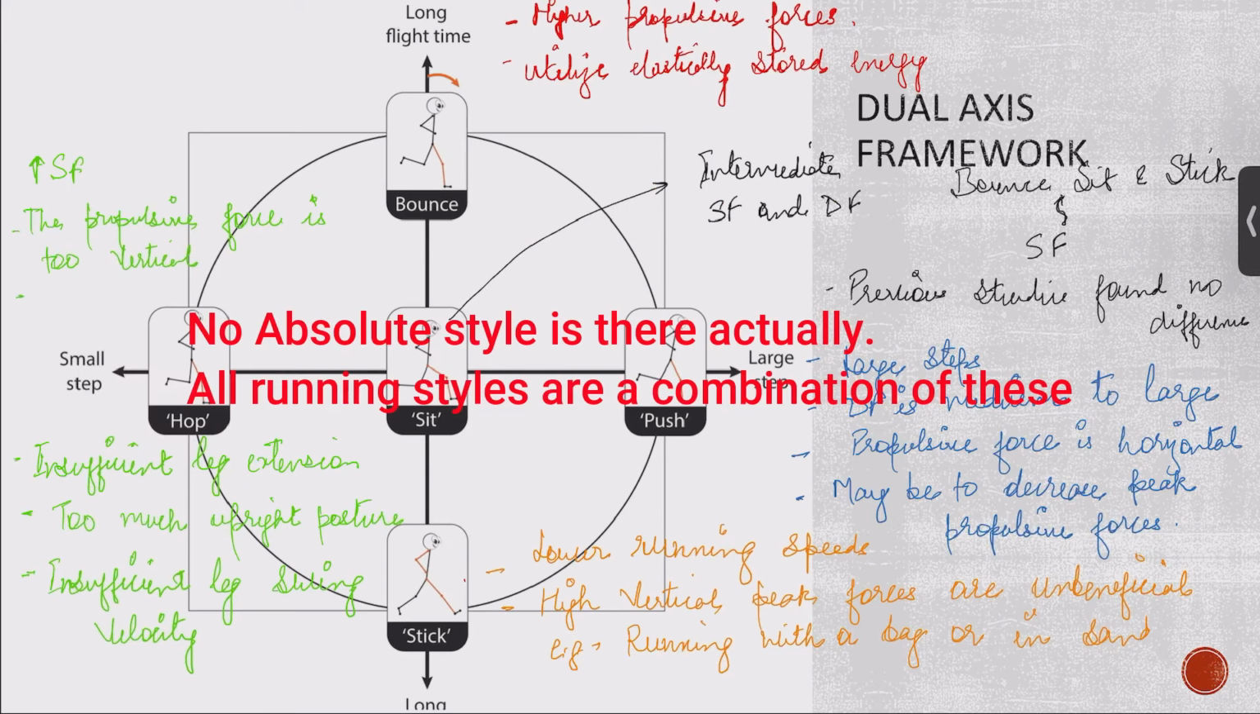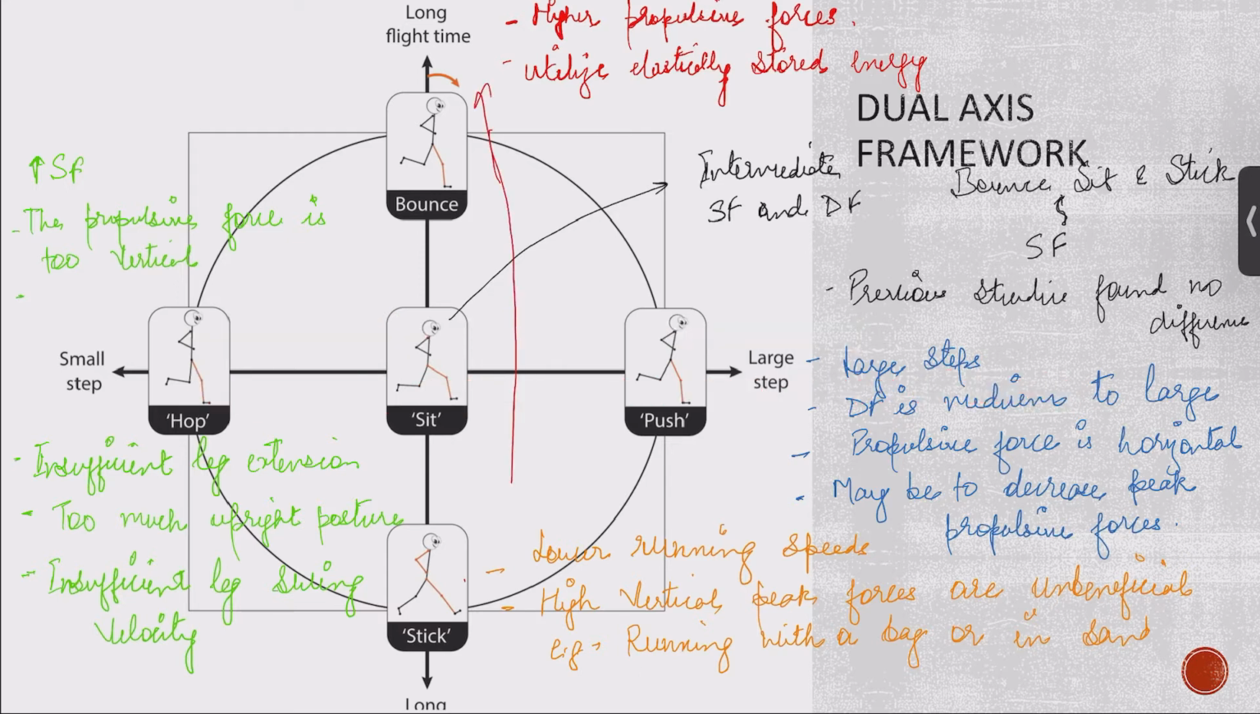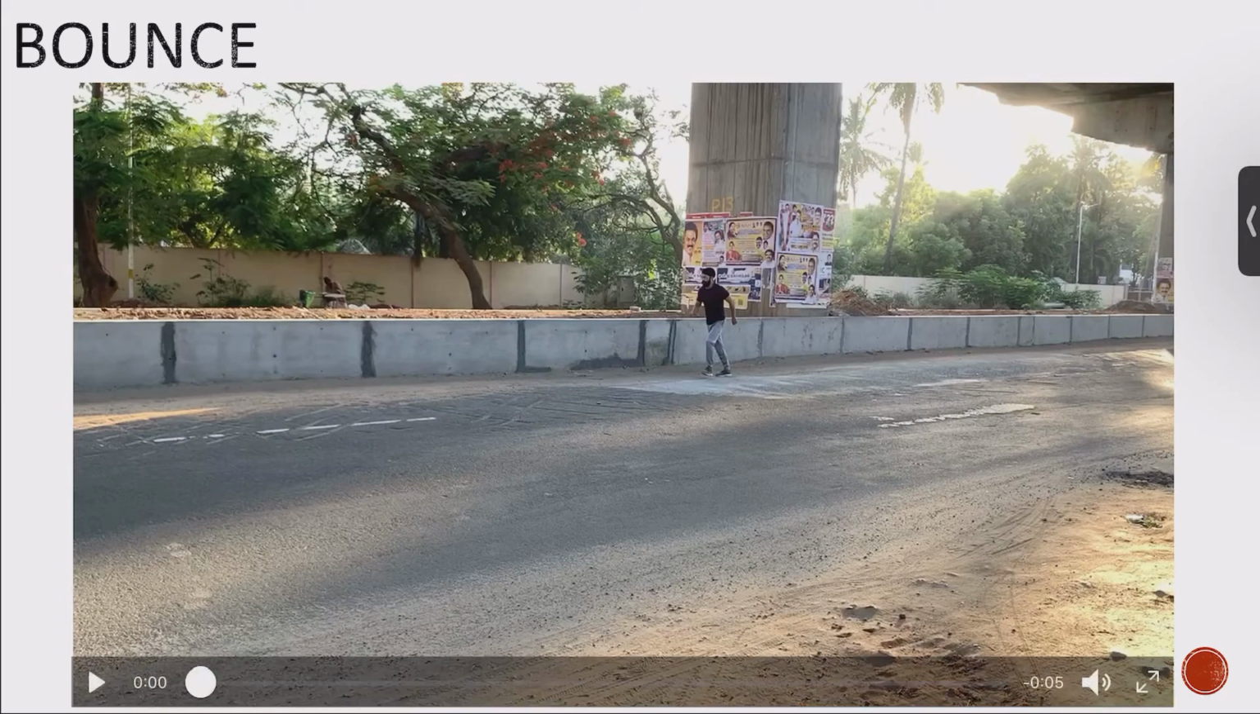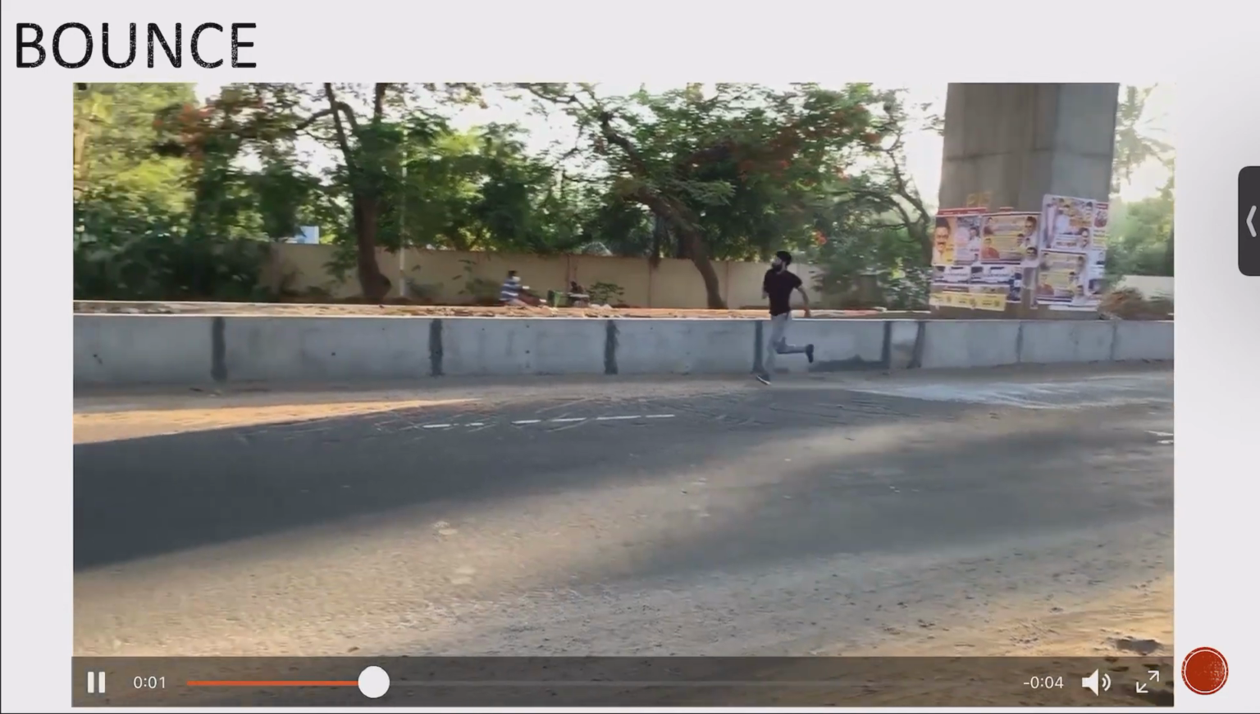So now we will see what the various running styles are. These are arranged from long flight time to short flight time and small step to large step. So first is bounce. In bounce, the flight time will be more. There will be higher vertical propulsive forces, so there are increased chances of damage to the joints. Here the athlete uses the elastic energy stored when he bounces. As you can see in this video, this is the bounce.